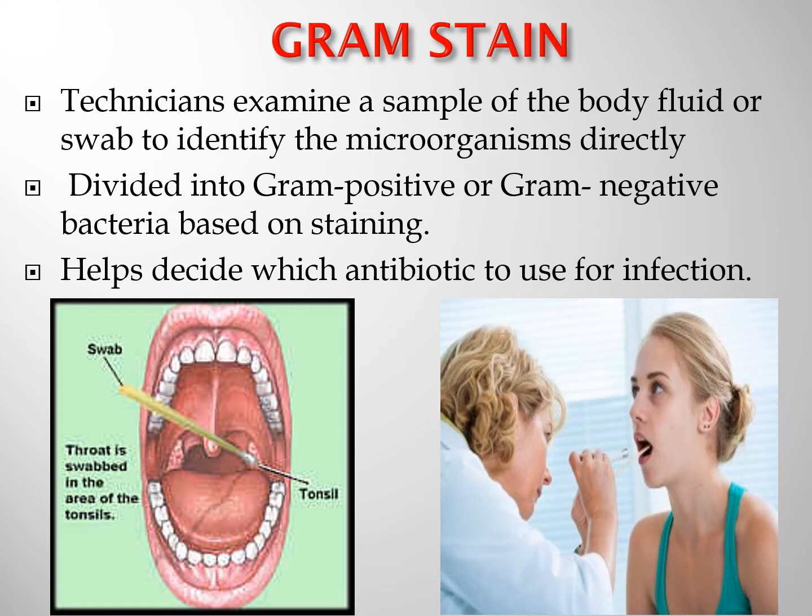And sometimes once we get a culture and sensitivity back, we need to change the antibiotic because the bacteria isn't sensitive to the antibiotic that we started them on, and we need to switch it. So a gram stain is a very quick way of getting the division of gram-positive or gram-negative bacteria, and can really quickly help, on the same day, to choose which antibiotic to use.